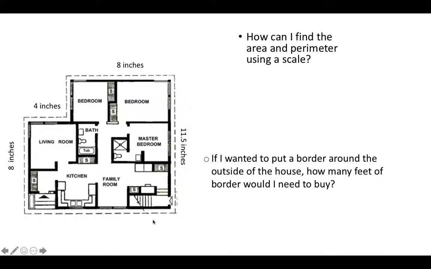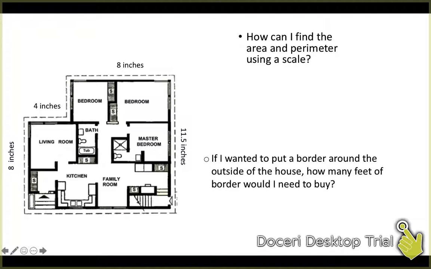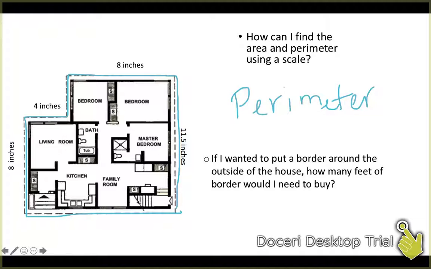Alright, so if I look at this blueprint, so this is kind of a drawing of a house, and I wanted to put a border around the house. Say I wanted to put in some bushes that went all along the house or some siding, and I wanted to figure out how much that was. I'm trying to find how many feet of border I would need to buy. So I am using perimeter to find the border, which is the outside. It's like if I wanted to find fencing. Okay? If I were to unfold this, I could make a straight line.